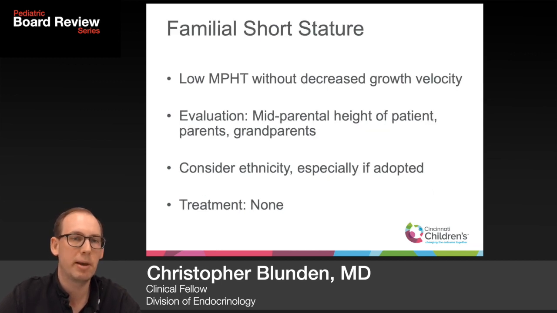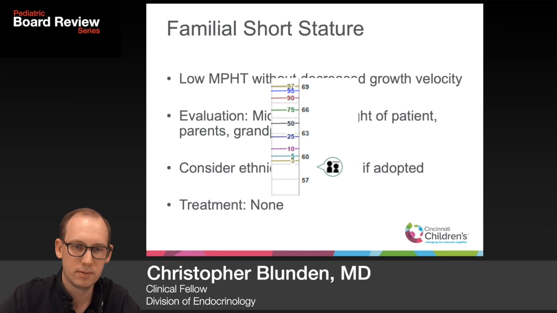Familial short stature should be apparent based on a low midparental height, as we calculated together earlier, without a decreased growth velocity. So the evaluation is purely clinical, and that's evaluation of the midparental height of the patient, the parents, and if possible, the grandparents. You should consider the child's genetic potential, the normal growth for that particular child's background and ethnicity, especially if they're adopted, where sometimes it's not possible to calculate their genetic potential. If that genetic potential is low and they have a normal growth velocity, there really is no treatment indicated in that case, and familial short stature is diagnosed.